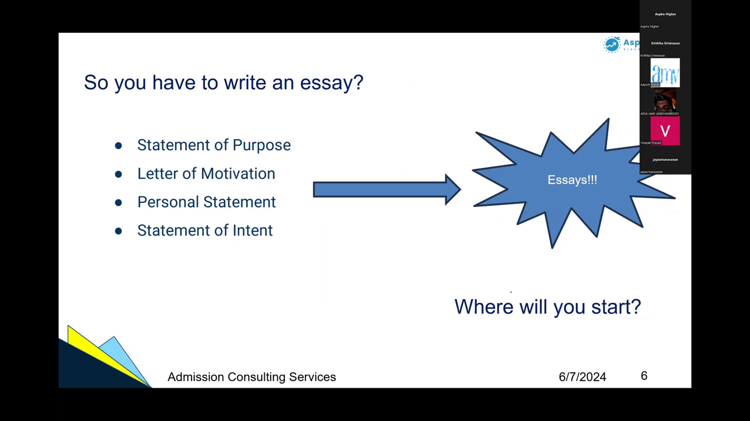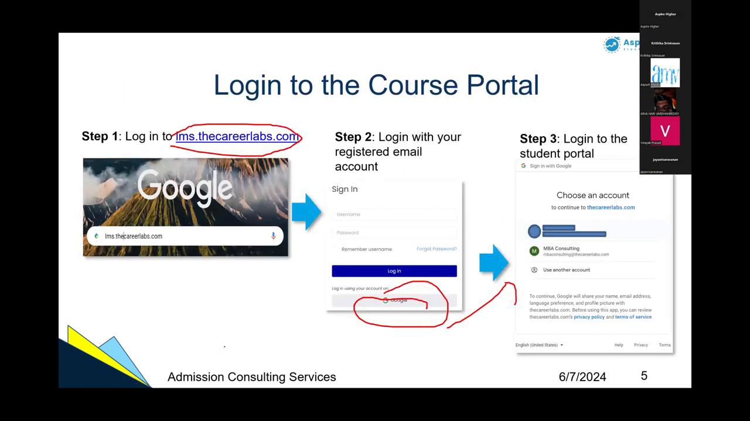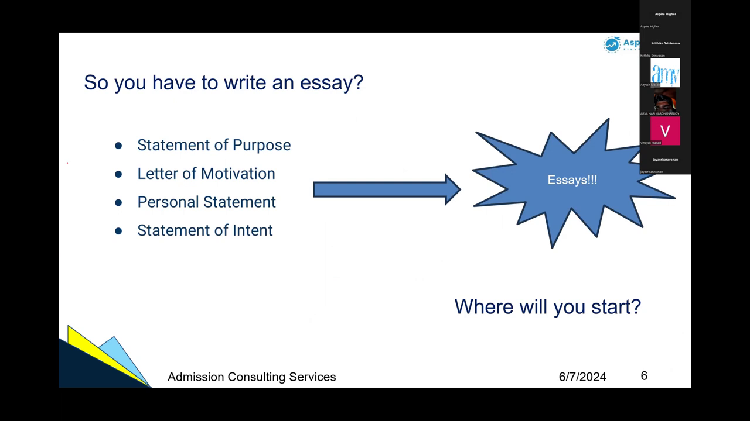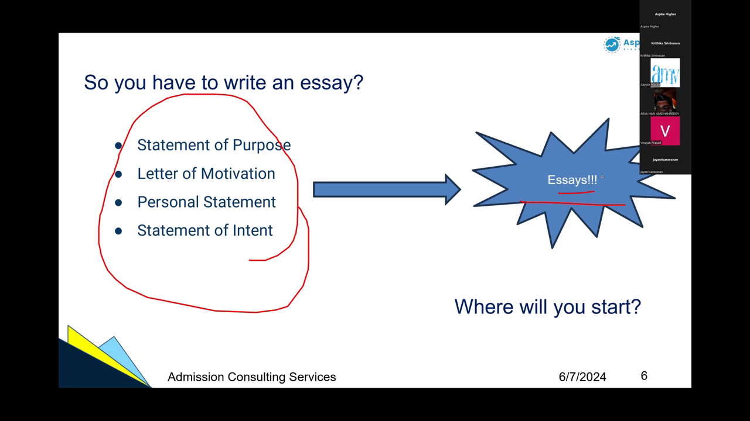Now you might wonder, hey, what is this essay writing you're talking about? What nonsense, what essays, right? Please note that all the things that we call statement of purpose, letter of motivation, personal statement, statement of intent, there are many, many terms for this. All of these at the end of the day are essays. And the majority of you are going to have the problem of where will I start? How do I start writing this? And where am I supposed to start, right?